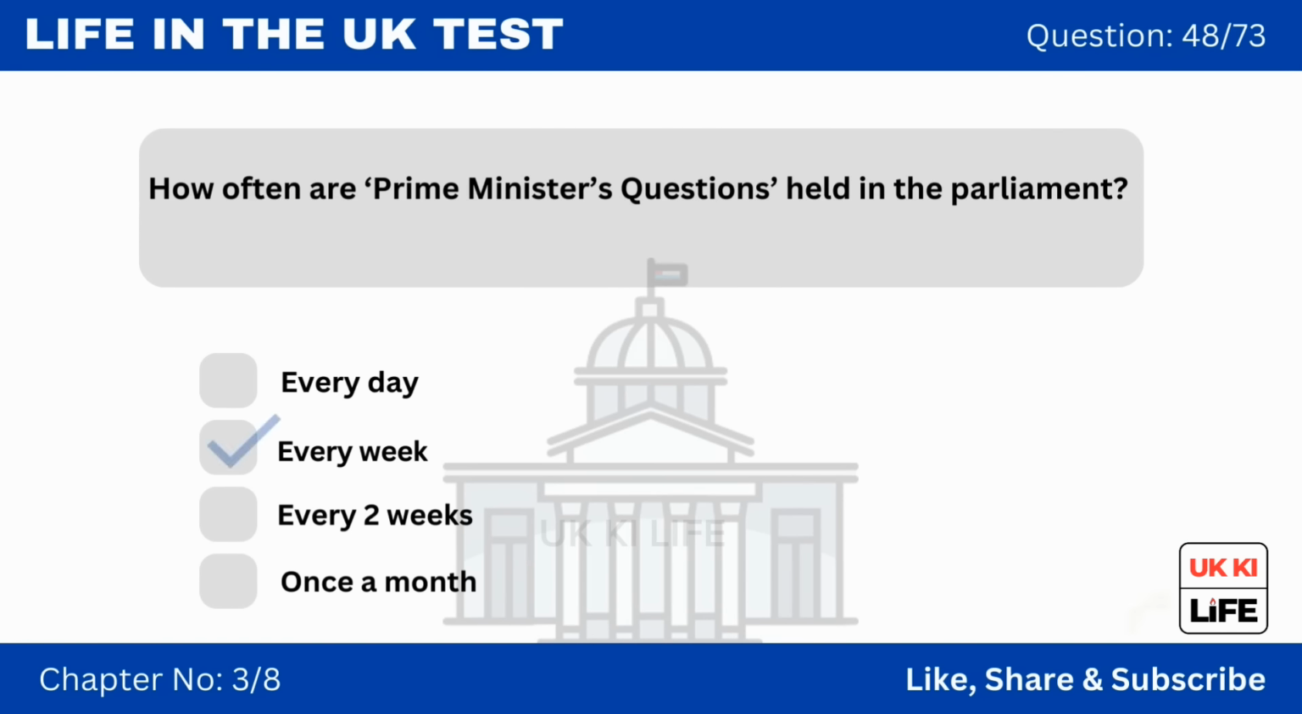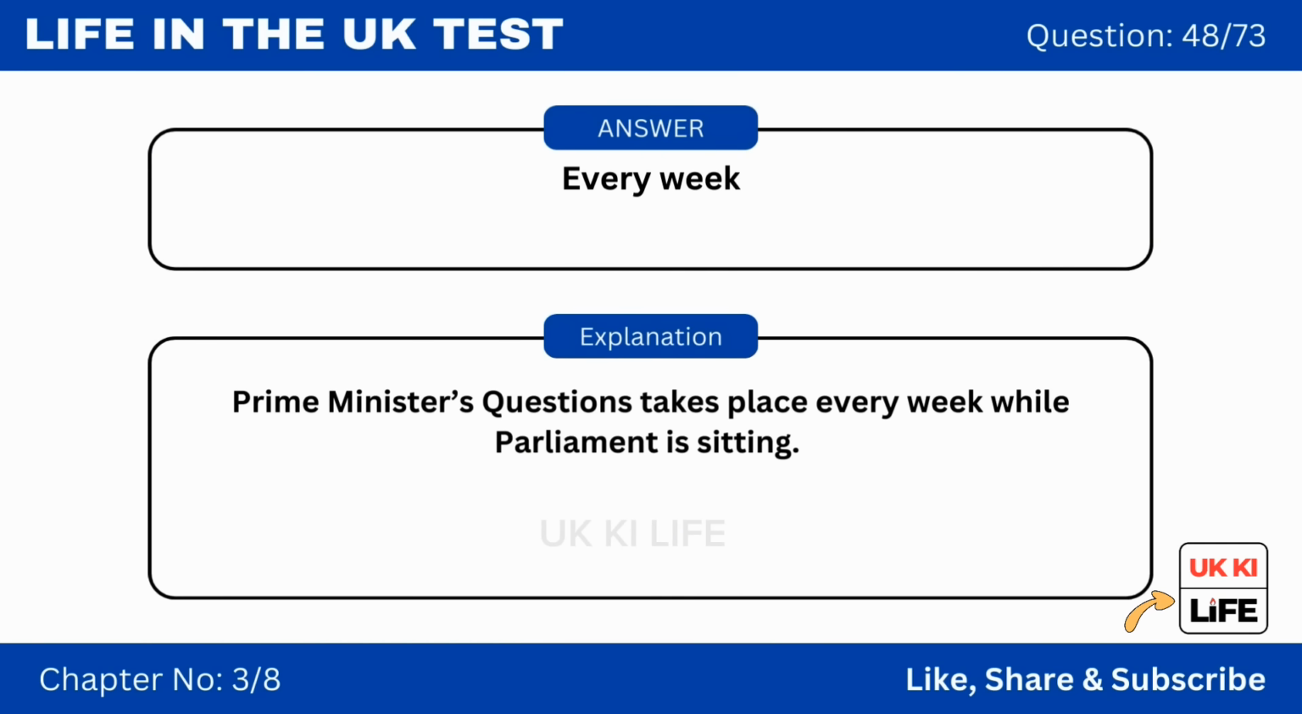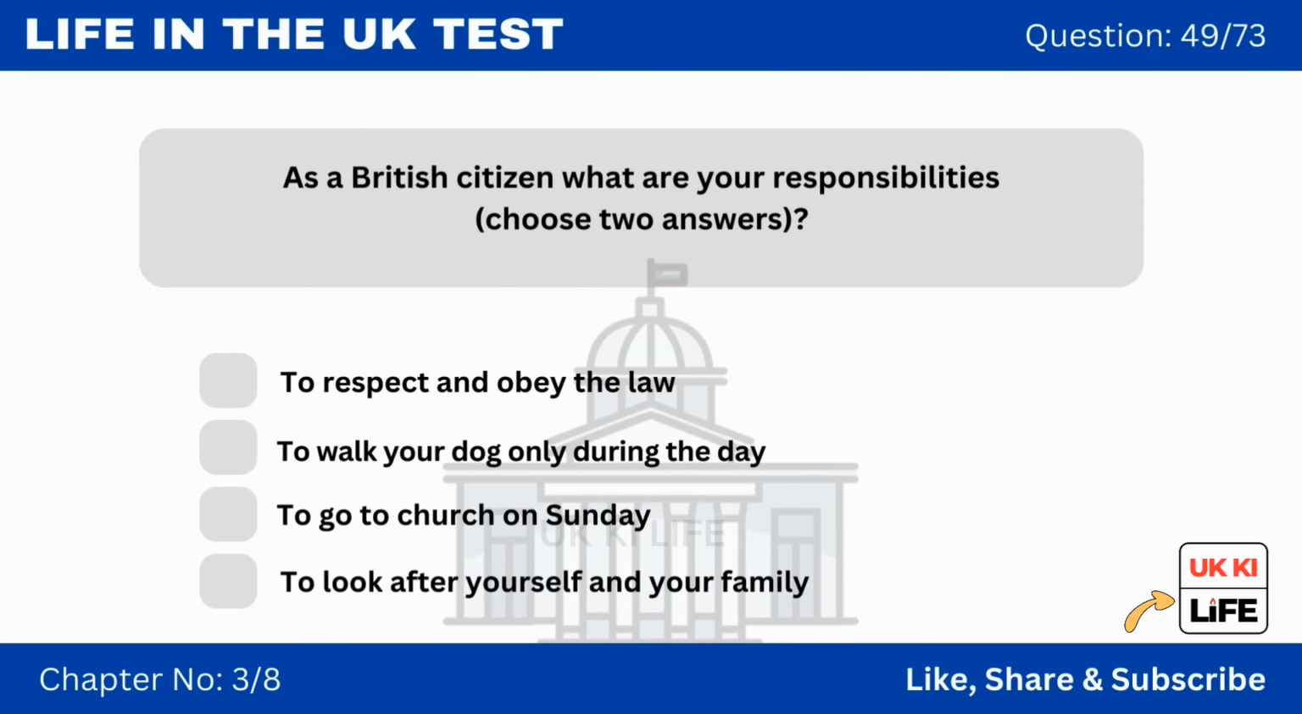The correct option is B. Explanation. Prime Minister's questions takes place every week while Parliament is sitting. Question 49. As a British citizen, what are your responsibilities? Choose 2 answers. To respect and obey the law. To walk your dog only during the day. To go to church on Sunday. To look after yourself and your family.